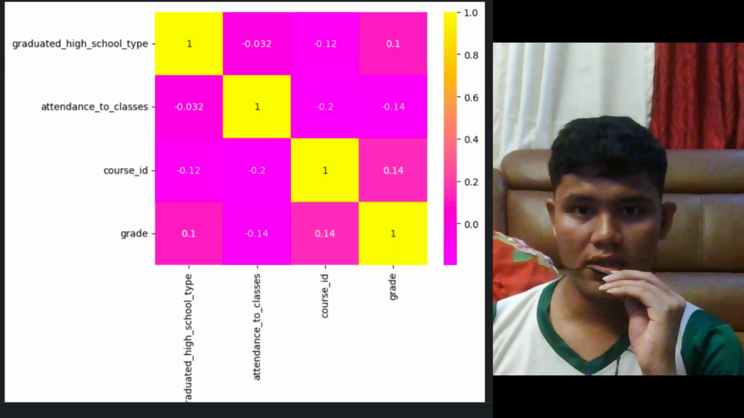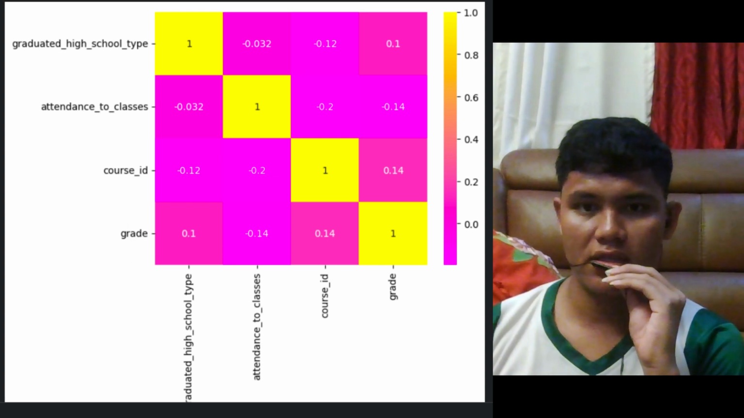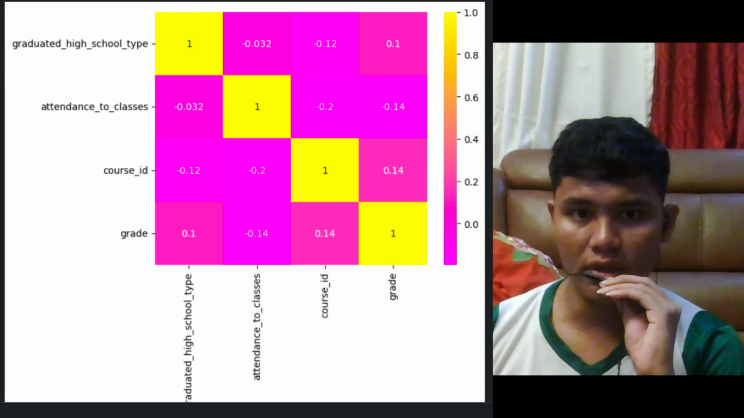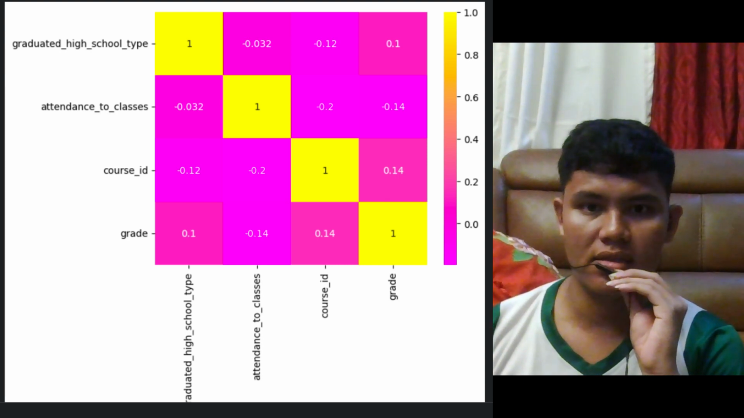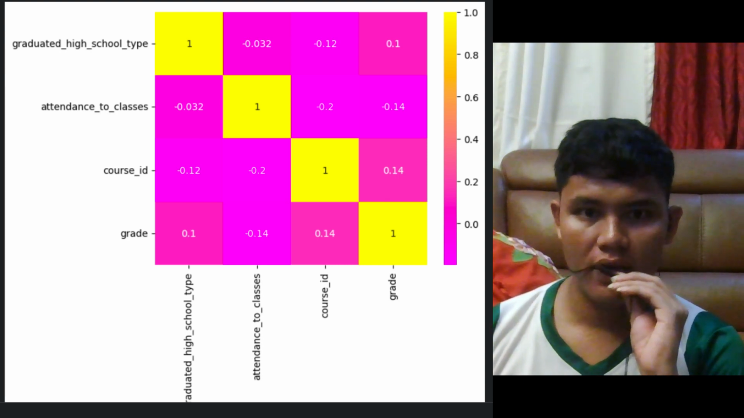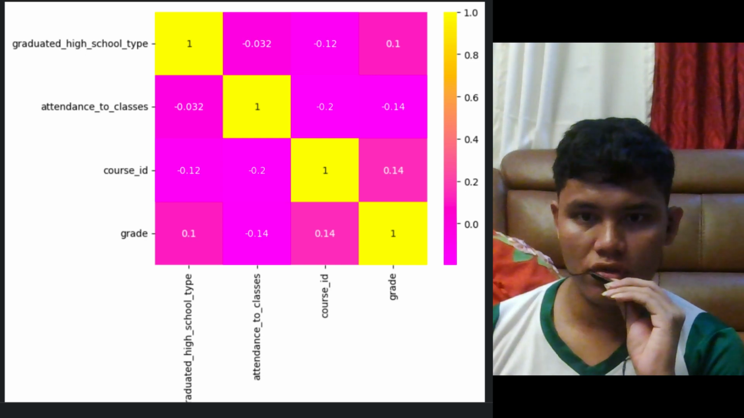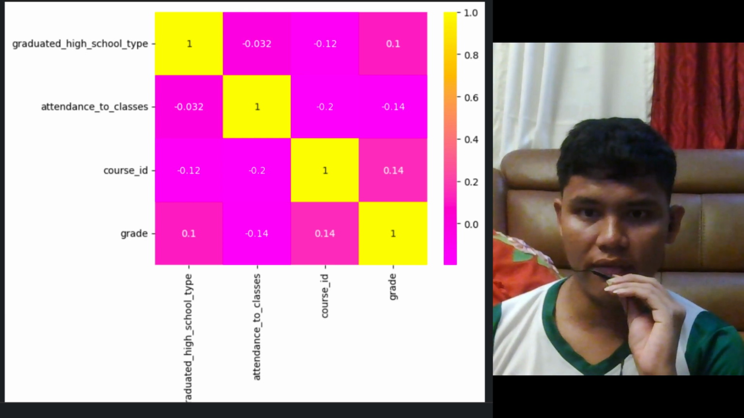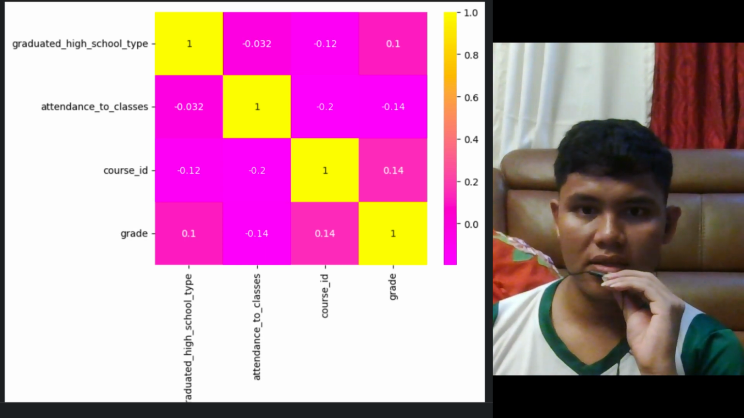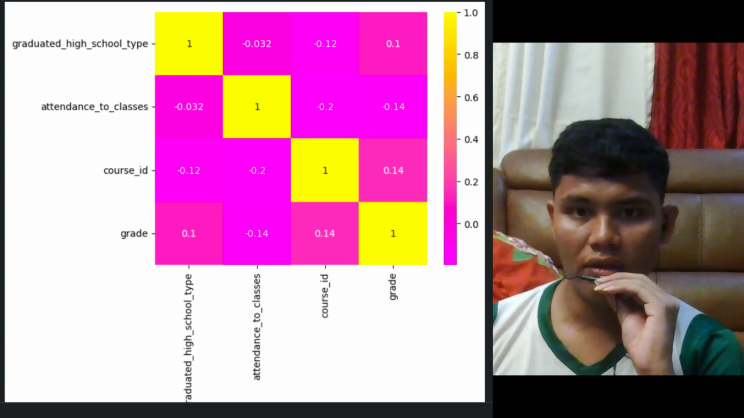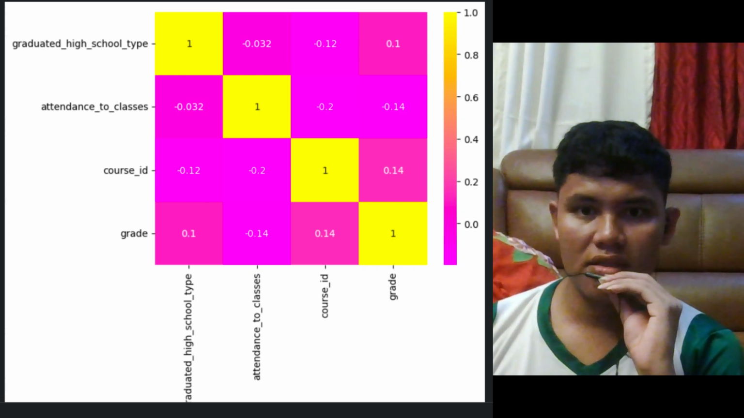The second one is the heat map. This heat map represents the correlation matrix for 4 variables: graduate high school type, attendance to classes, course ID, and grade. Each cell in the matrix shows the correlation coefficient between the variables intersecting at the cell. The color scale on the right side shows the mapping of correlation values to colors. Yellow is the 1, pink is the 0.0, magenta is 0.0.